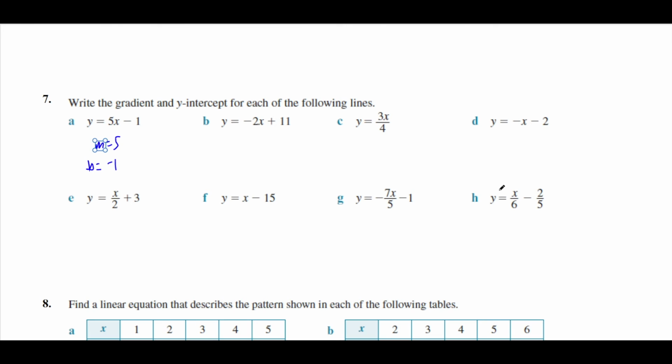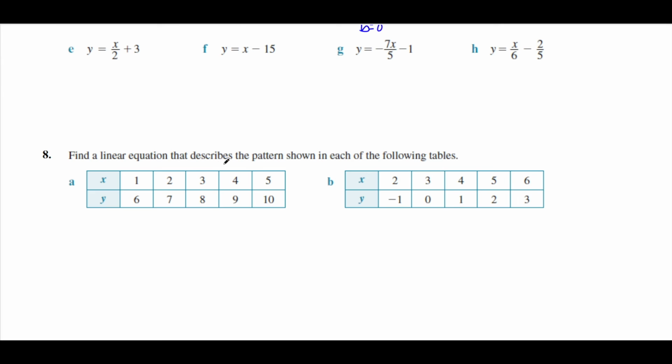Let's go through another example. So a question like C, right? So what's your gradient? Gradient is the number in front of the x. So remember, 3x on 4 can also be written as 3 on 4x. Okay. So then that's the gradient is equal to 3 on 4. Y-intercept, well, it doesn't show a number here. Basically, that means it's 0. Because you can write it as this plus 0, right? So then y-intercept is your 0. Right?